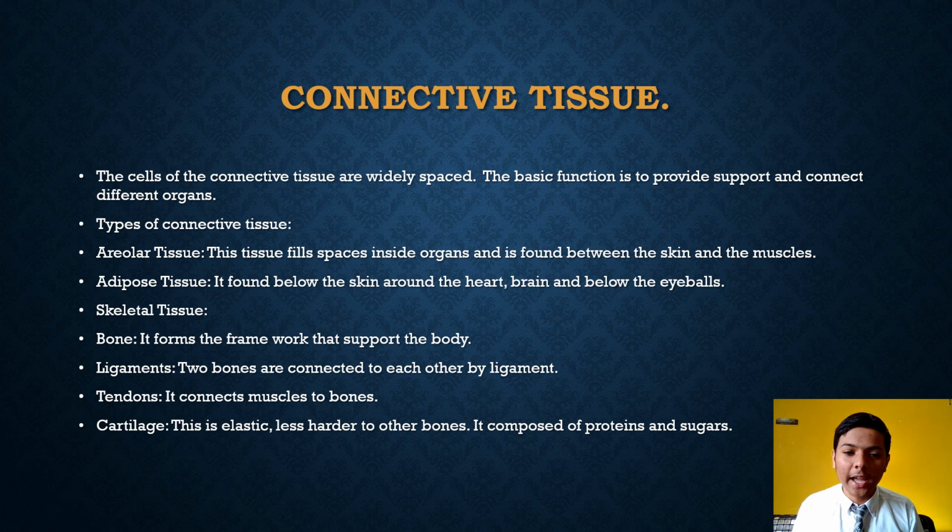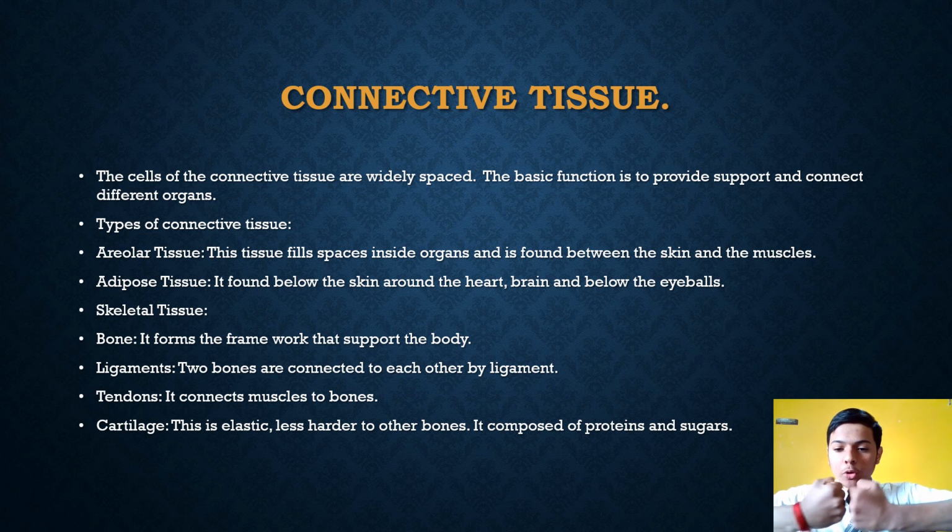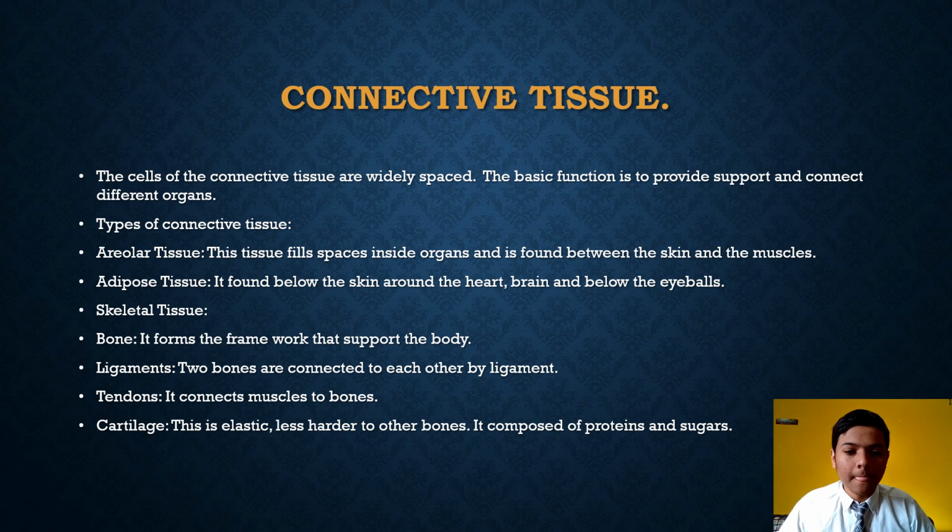Skeletal tissue is classified into four types. First is bone. Everybody knows bone. It forms the framework that supports the body. Ligaments: two bones are connected to each other by ligaments. Tendons connect muscles to bones.